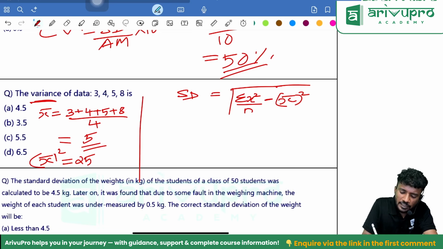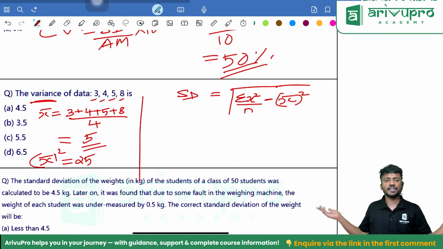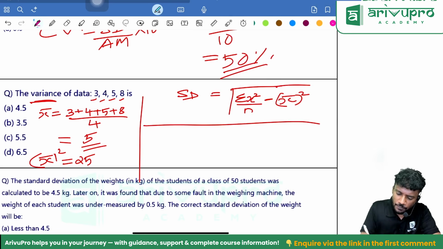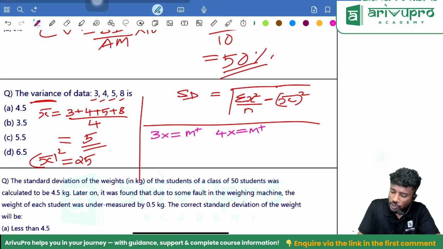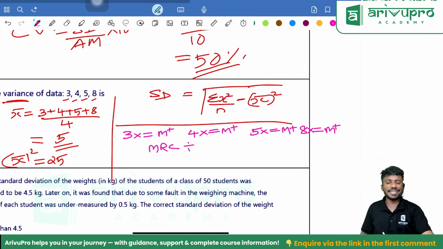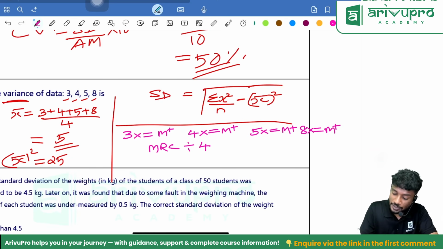Sigma x square means we need to find the square of all these observations and add them. Just use the calculator. First take 3 into equal to, M plus. Then 4 into equal to, M plus. Then 5 into equal to, M plus. Finally 8 into equal to, M plus. Then MRC divided by n, which is 4 here. This value of sigma x square by n is 28.5.